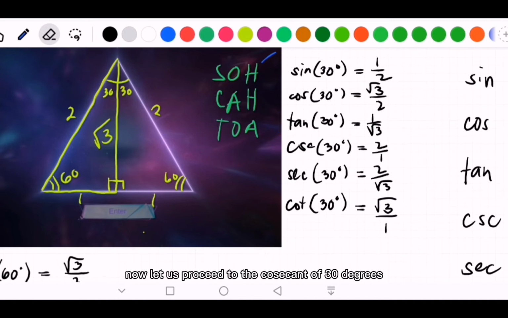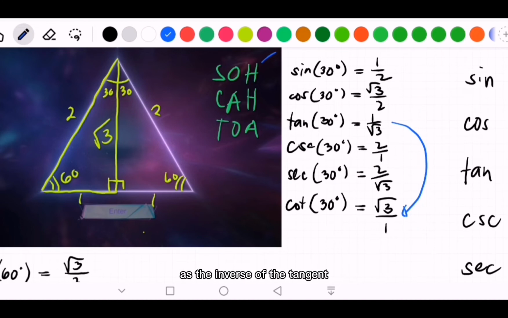Now let us proceed to the cosecant of 30 degrees, which is the inverse of sine. So the cosecant of 30 is the reciprocal of 1 half, so that will be 2 over 1. And then for the secant of 30 degrees, that will be the reciprocal of cosine. So from square root of 3 over 2, we'll just take the reciprocal, so that is 2 over square root of 3. And then the inverse of the tangent is the cotangent of 30 degrees. So we'll just take the reciprocal as well, so that is square root of 3 over 1.